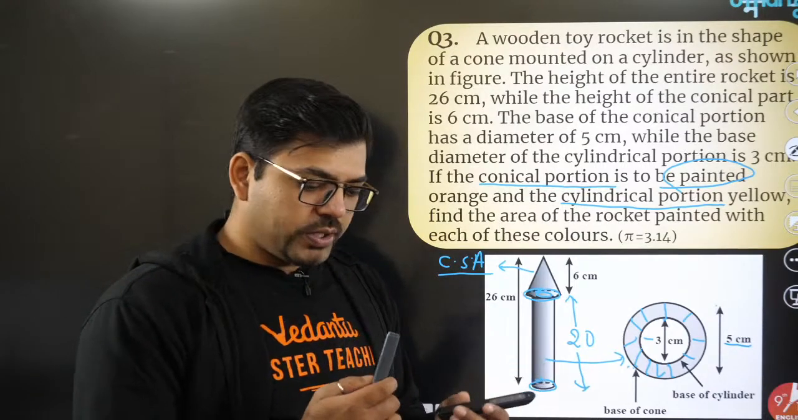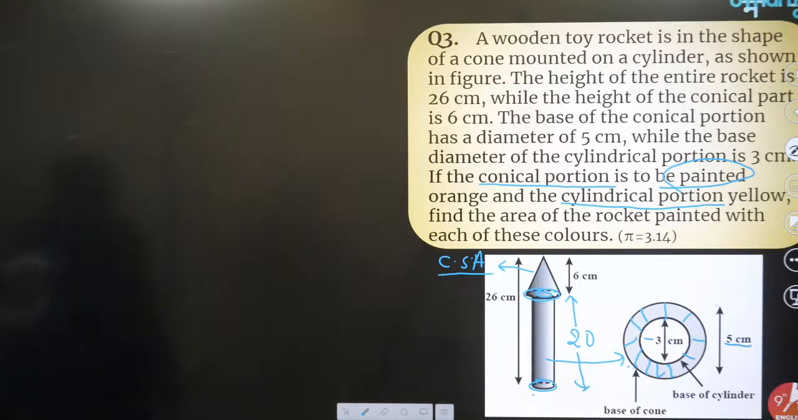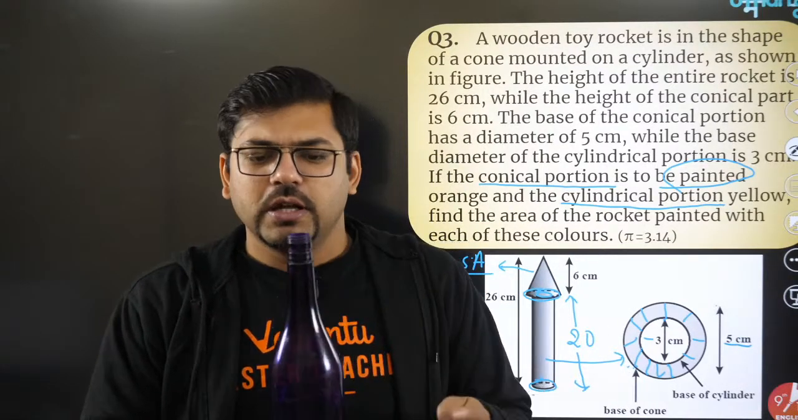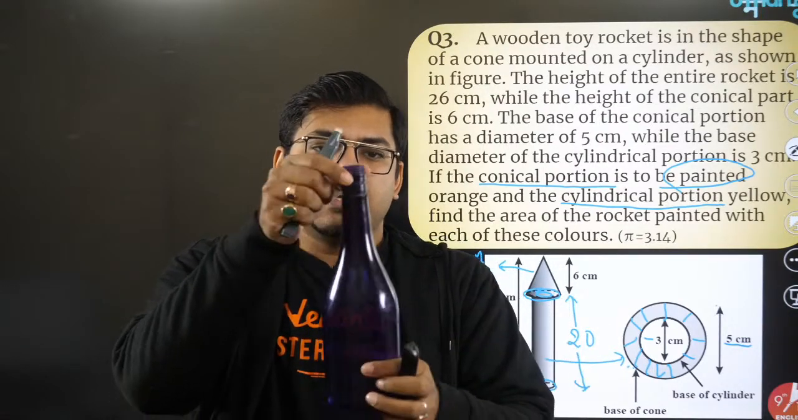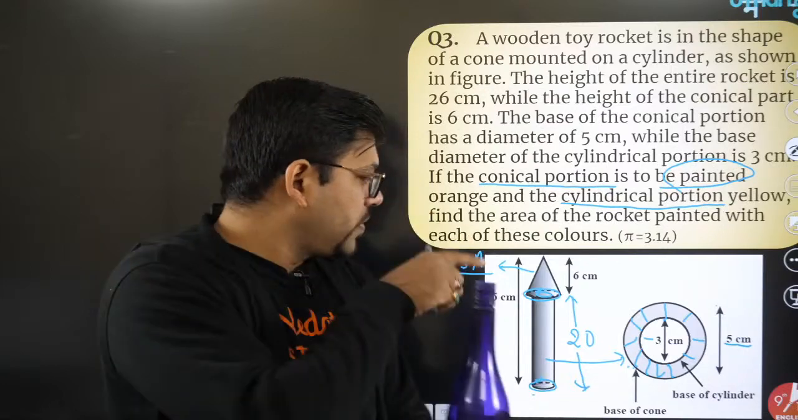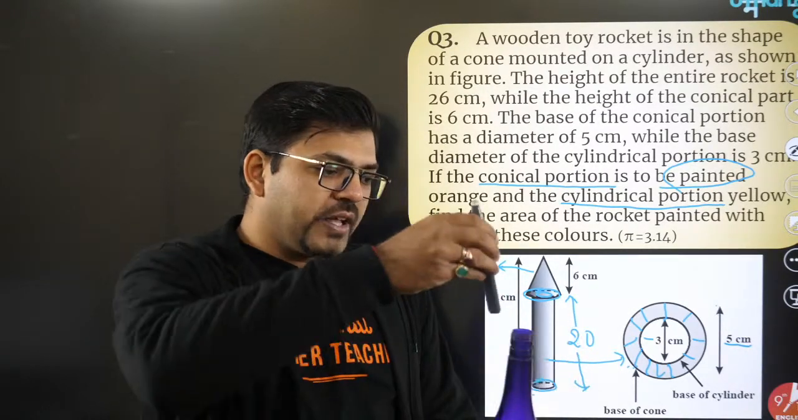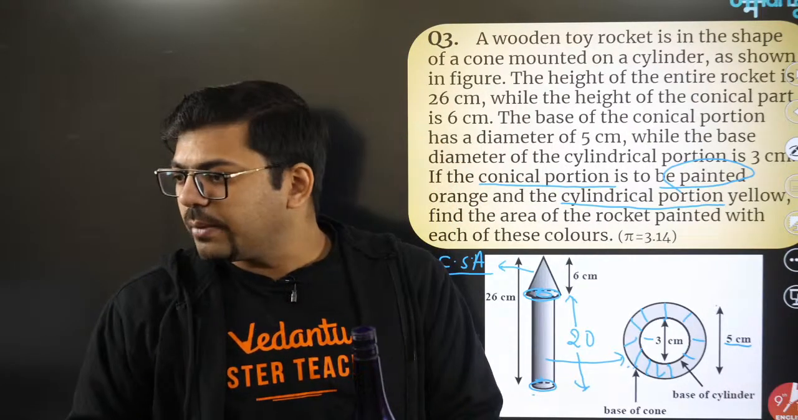Now, how shall I make you understand? Do I have something? Okay, yeah, I do have something. Everyone, please understand. I have a bottle. Now, just imagine, don't look at the down portion. Just imagine that this is a cylinder portion on which this rocket is there. On this cylinder, if you put a cone like this, no, it is not happening.